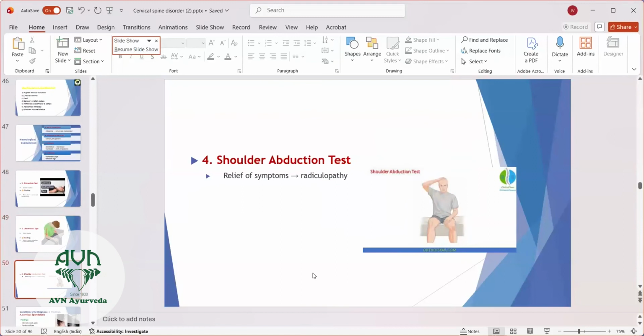Then another test is called the shoulder abduction test. If the patient has a herniated disc with root compression, while the upper arm is lying in the neutral position, the patient experiences excruciating pain. When we ask the patient to keep the hand on the head, the pain relieves. That test is called the shoulder abduction test. If the pain relieves while keeping the hand over the head, the shoulder abduction test is positive. Usually, we see this in nerve root compression from a herniated disc or osteophyte irritation of the nerve roots.